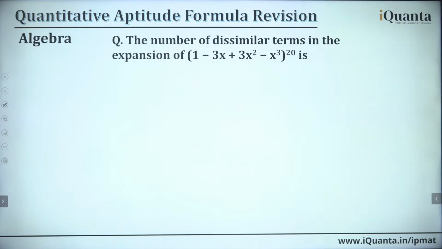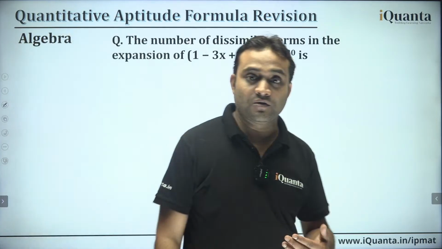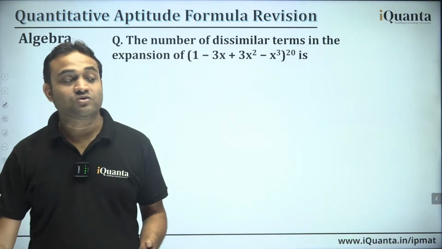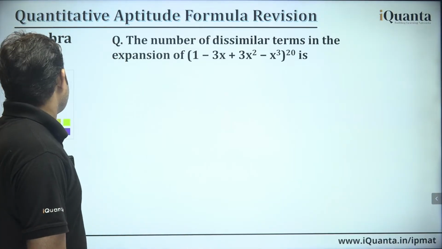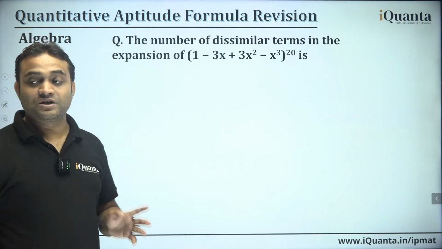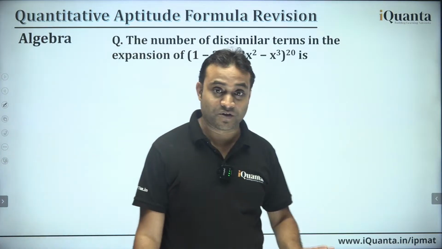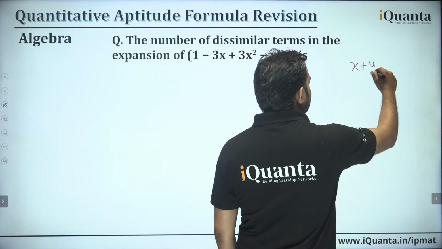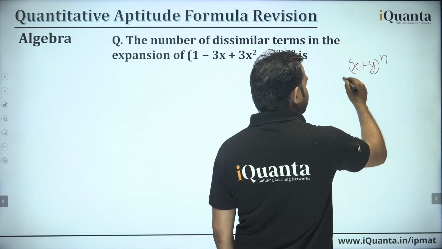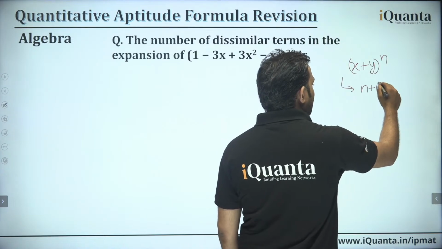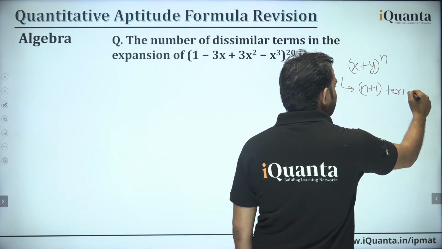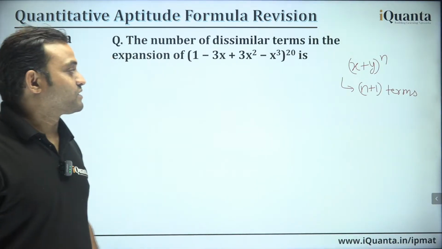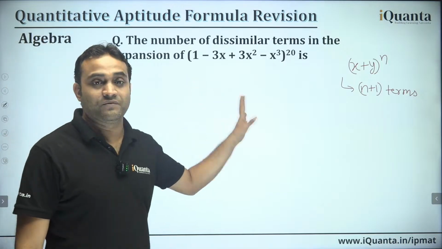As we discussed earlier, after we revise all the formulae, we are going to discuss a few questions based on it, so that you can understand how to use those concepts here. This is the first question, finding the number of terms. What do we know? If we have x plus y to the power n, then there will be n plus 1 terms, right? So what will be the number of terms in the expansion of the given expression?